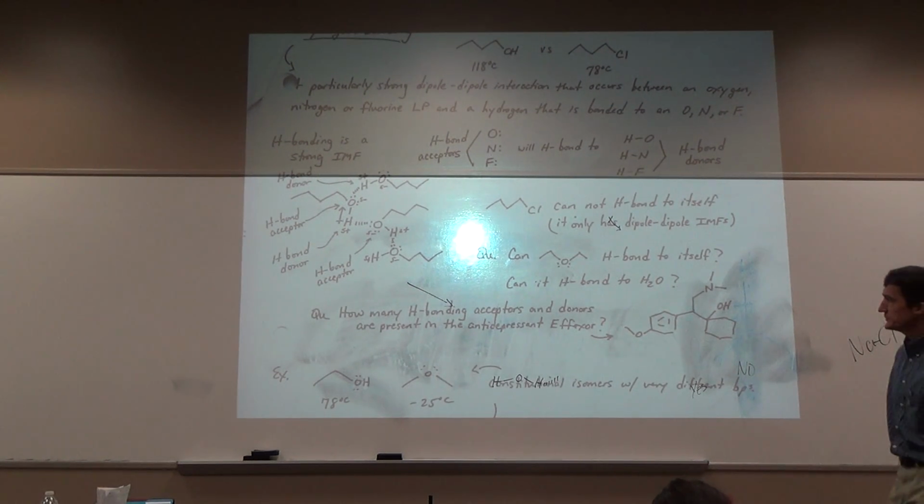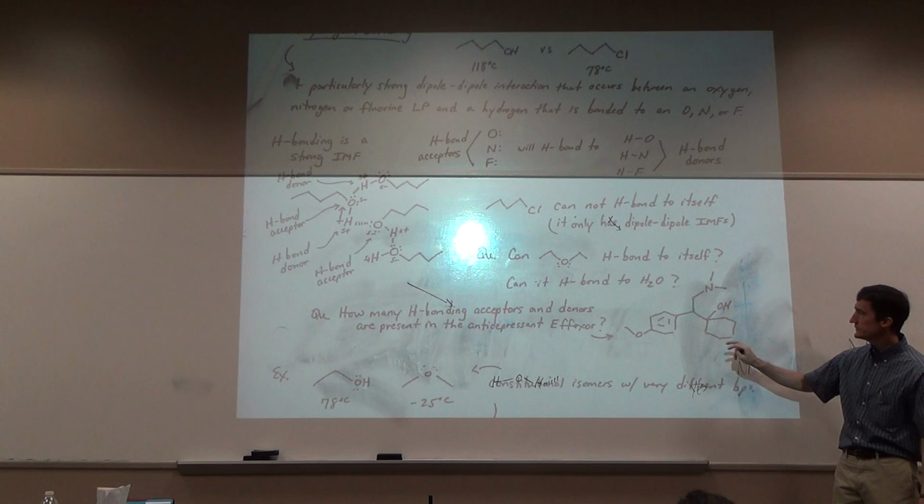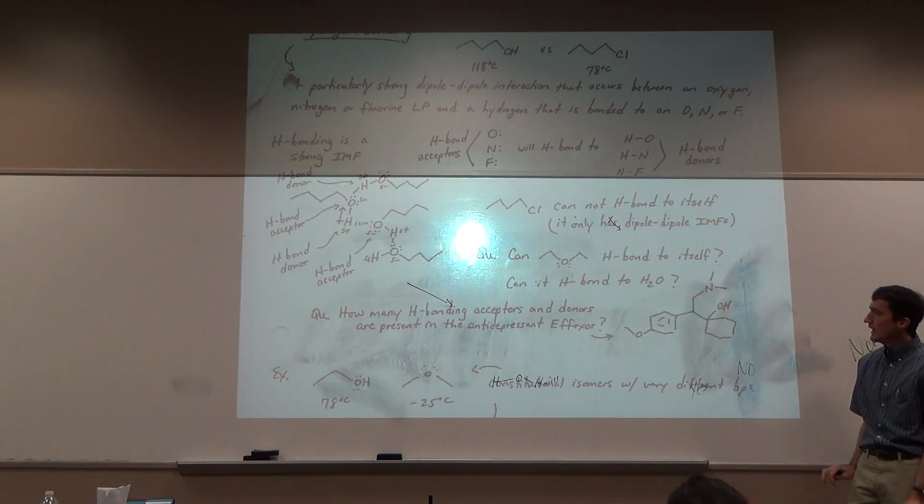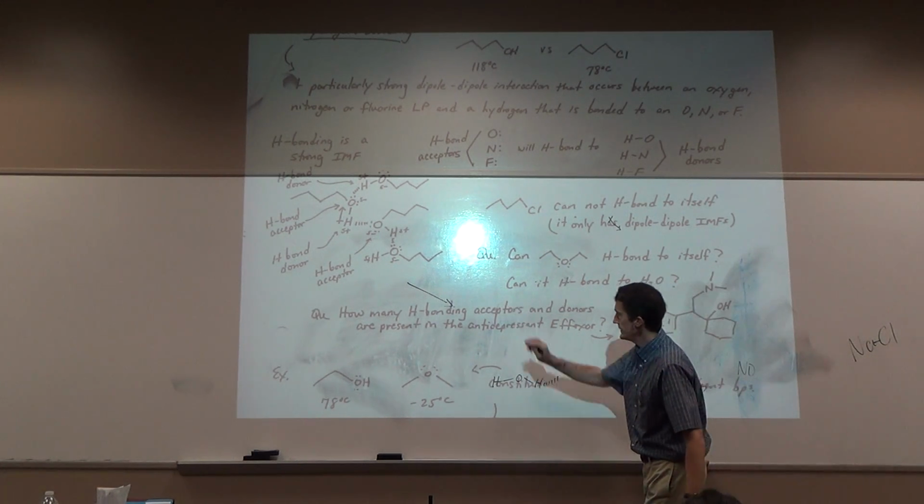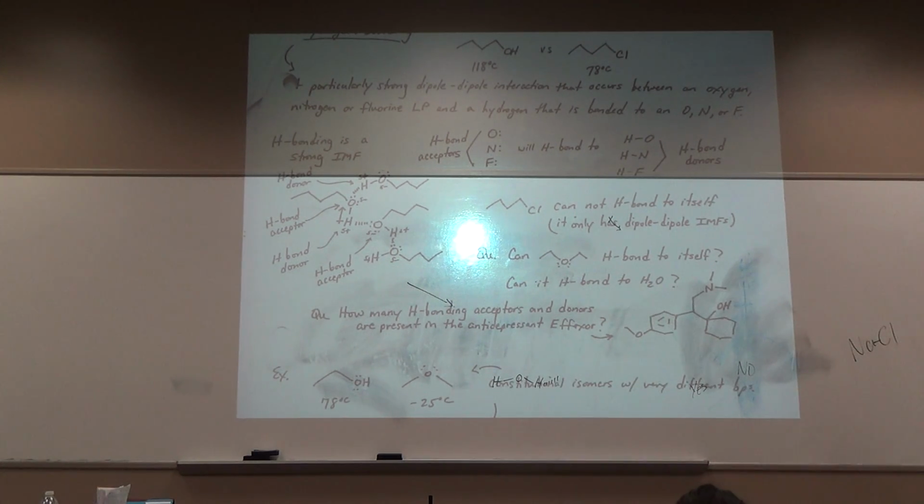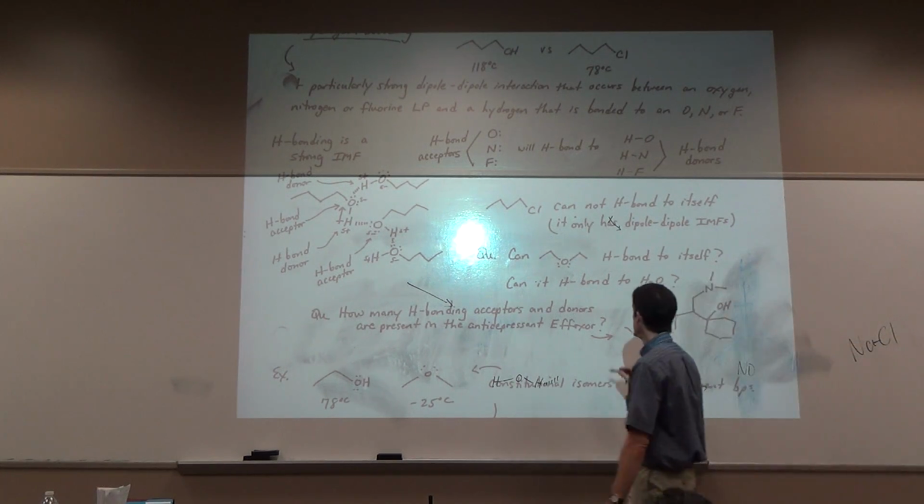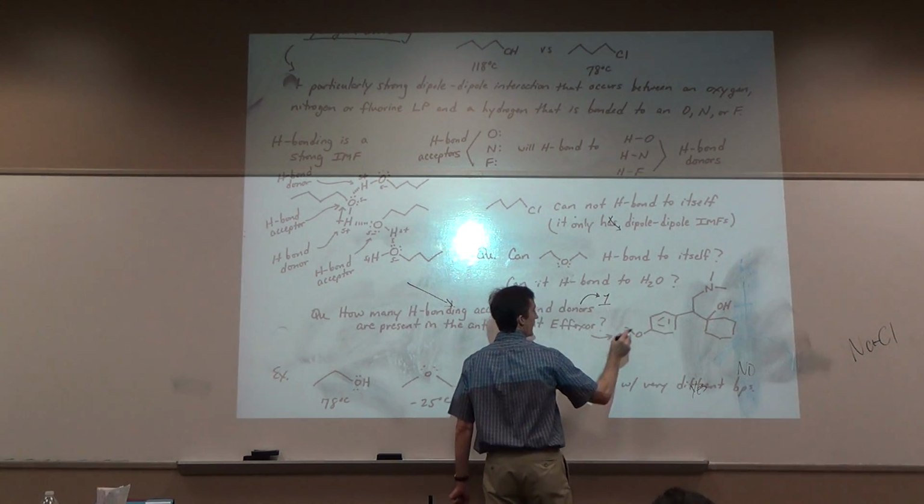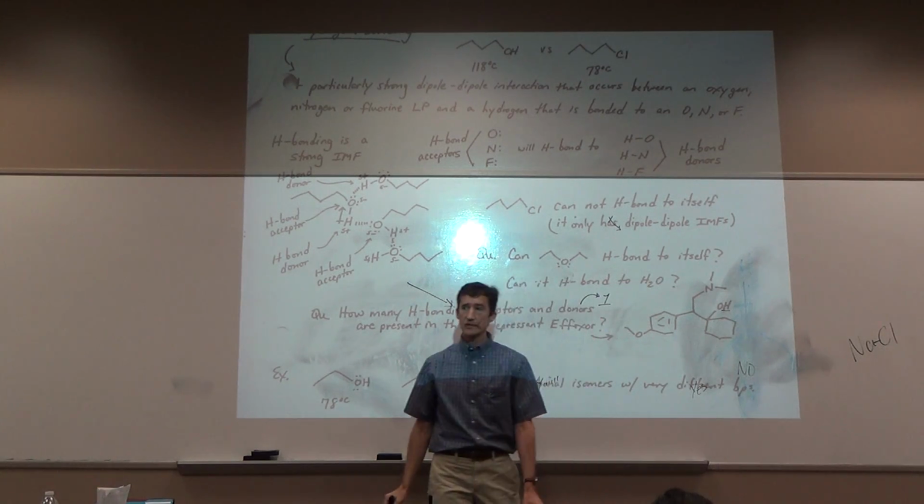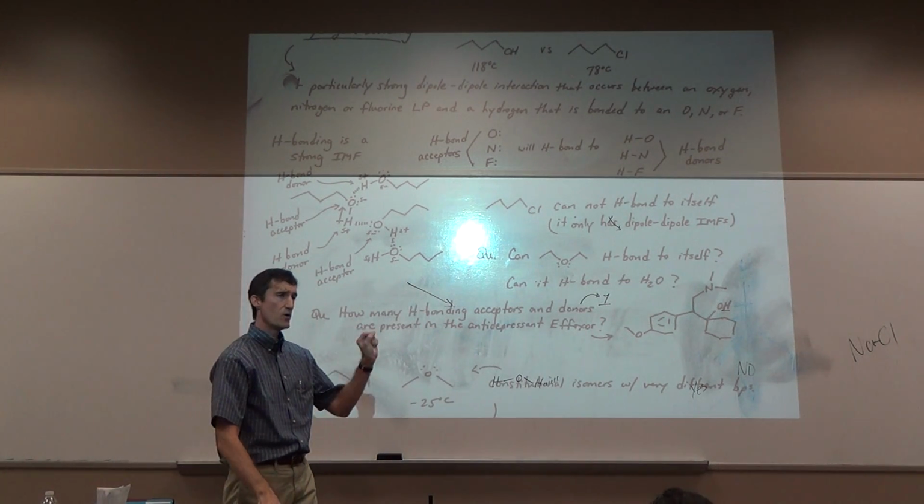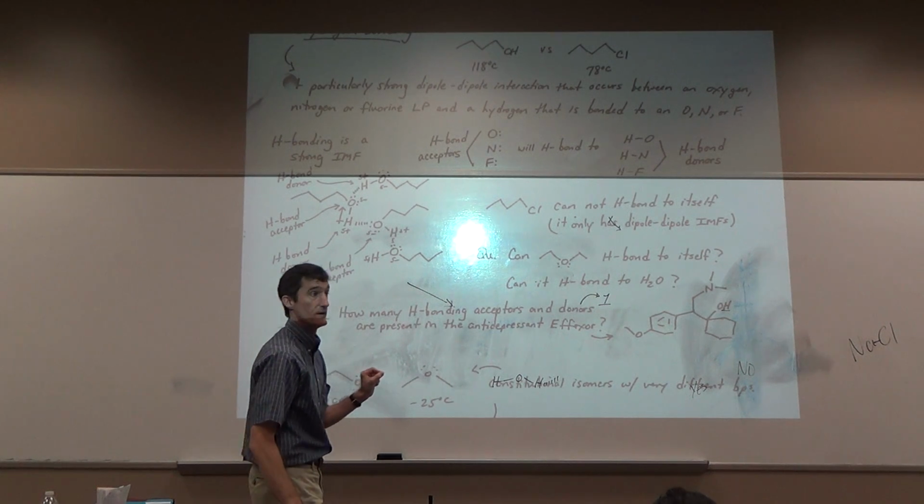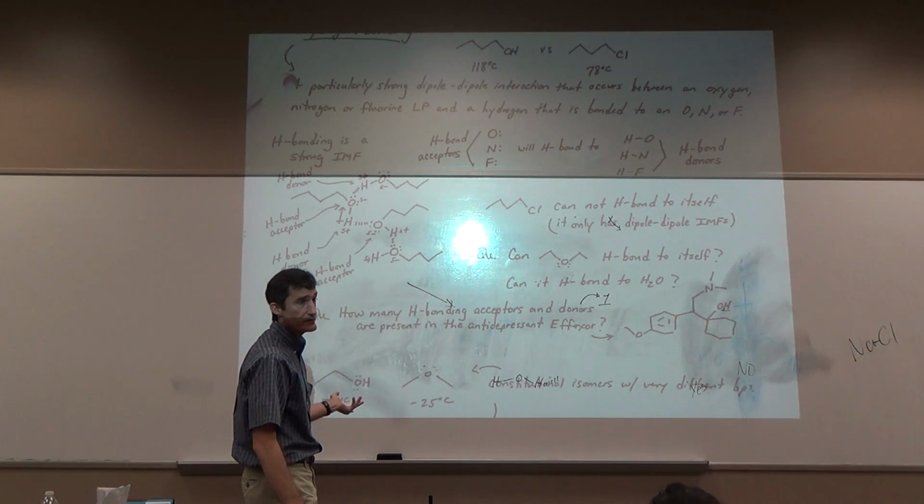How many H bond acceptors and donors are present in the antidepressant Effexor? The acceptors can be a little vague. We may have to clarify that question. First off, how many hydrogen bond donors? One. One, right there. Since a hydrogen on an O or F is always drawn in, the hydrogen bond donor is going to be drawn in.